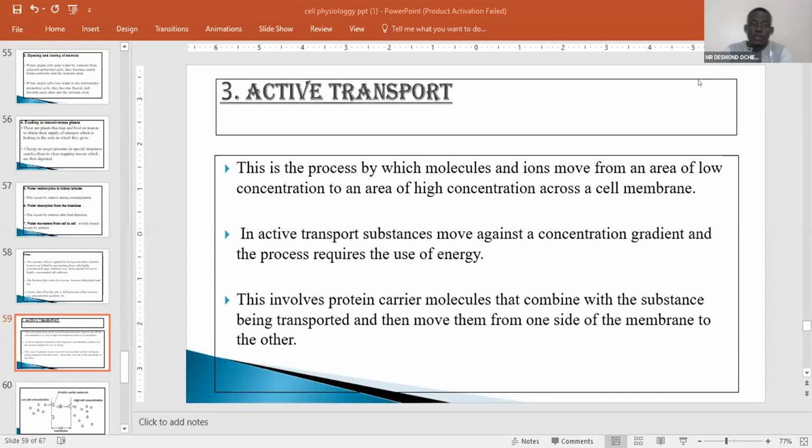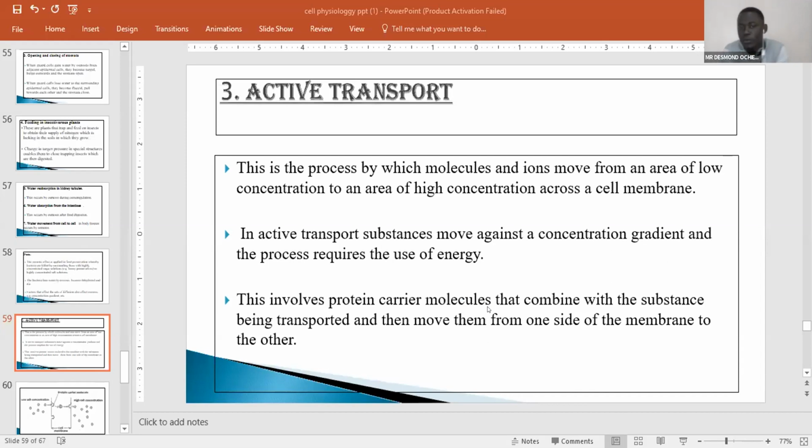So from the definition, it is an active process. That is why we call it active transport. It requires the use of those carriers which combine with the ions and molecules before they are transported. So in active transport, substances move against a concentration gradient, and this process requires the use of energy. It involves protein carrier molecules that combine with the substance being transported and then move them from one side of the membrane to the other.